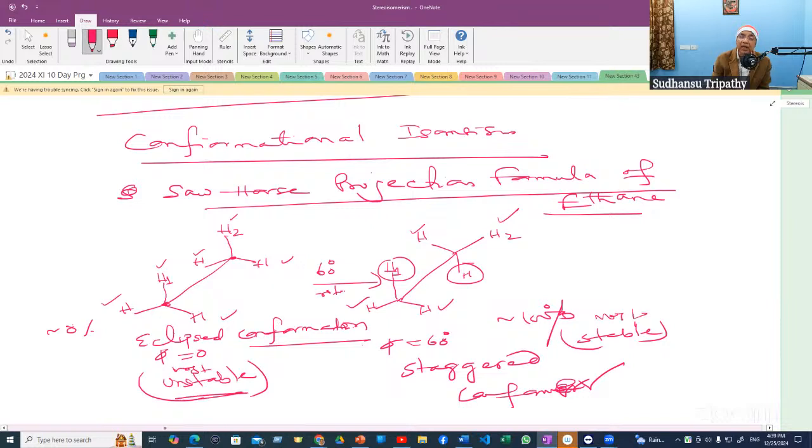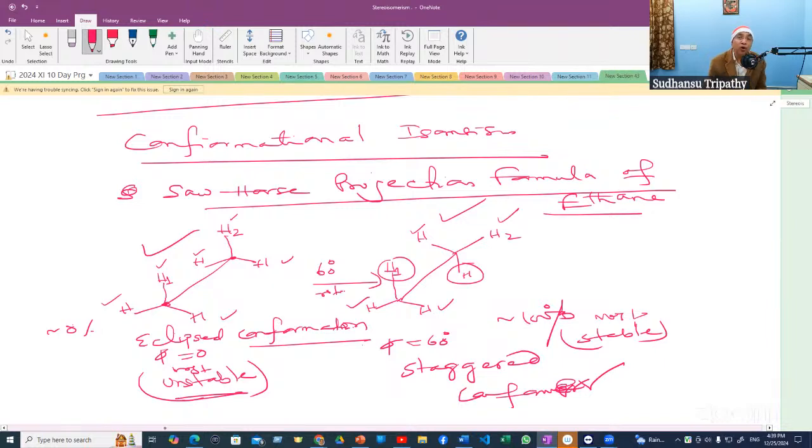And in between, whatever angle you may change from 0 to 360, you will find staggered followed by eclipsed. And we will be learning the conformations of butane and other compounds, cyclohexane and other cyclic compounds later on. What I wanted to tell you is that while we change conformation, we do not break and remake bonds. We simply rotate the carbon-carbon single bond. These two are non-superimposable.